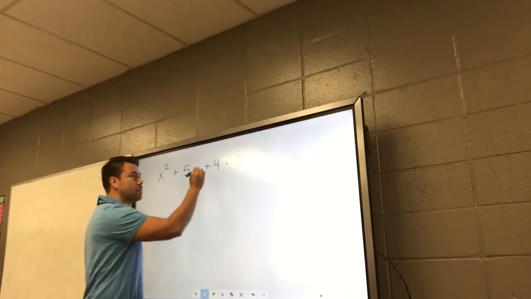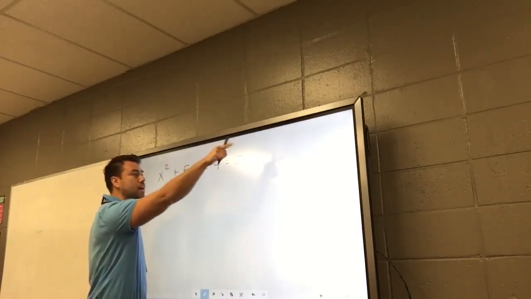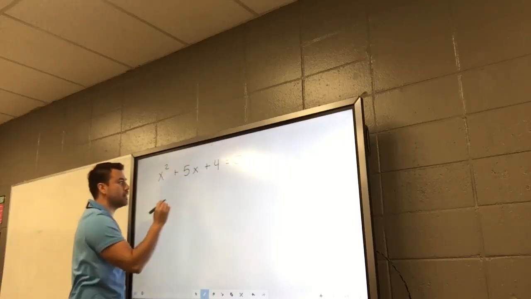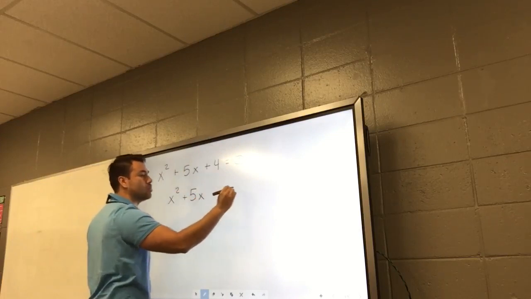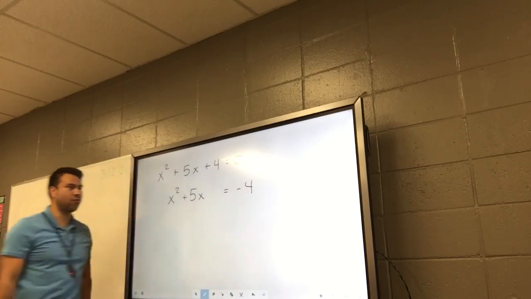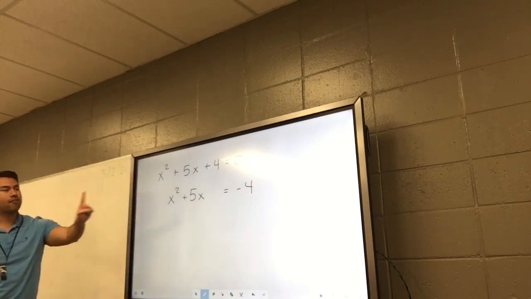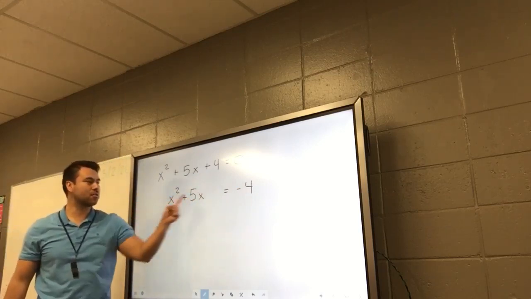The first step I want to do is get that constant over to the other side. So I'm going to subtract 4 from both sides. I get x squared plus 5x equals negative 4 because I subtracted 4. All right, now I want to find a number in here that makes this a perfect square trinomial.